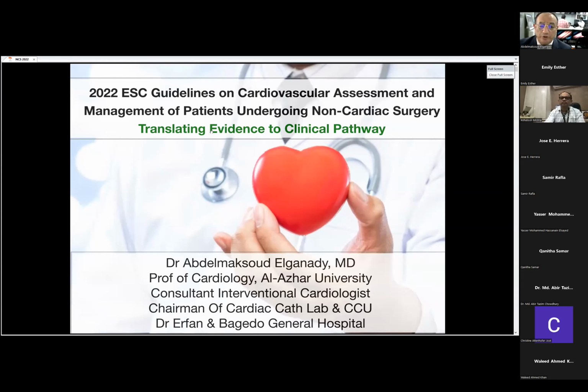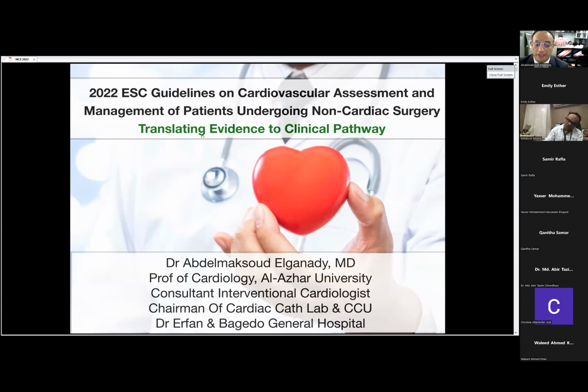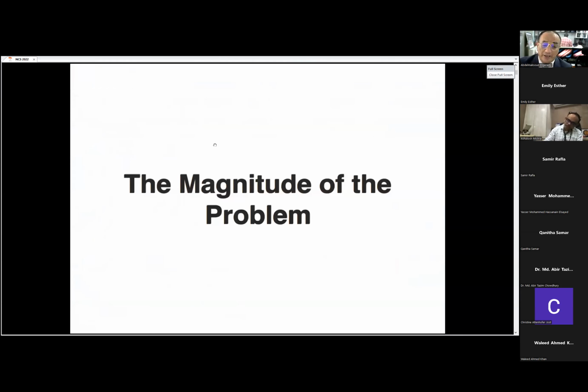Cardiac assessment before non-cardiac surgery, and this is a new guideline 2022. What I will do now is a summary of this guideline, and I make it as a clinical pathway, translating this guideline to a clinical pathway. I hope I will summarize this in a very concise clinical pathway for this huge problem.